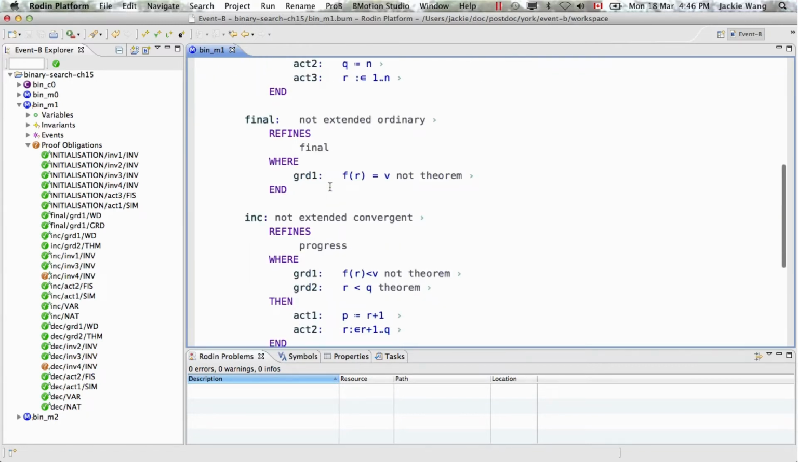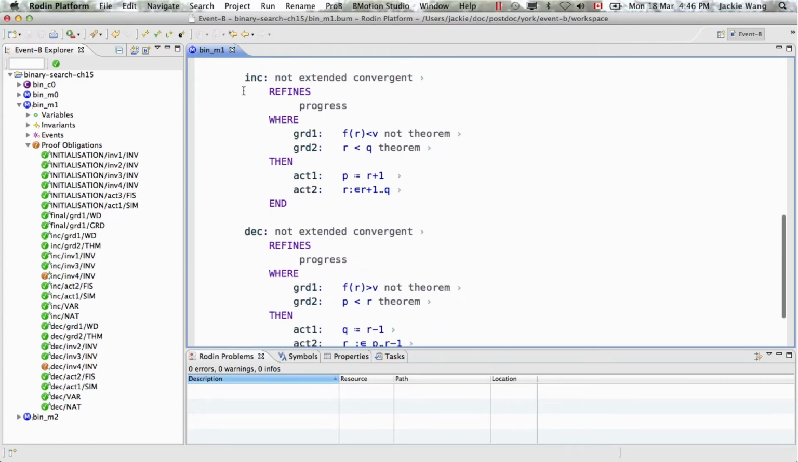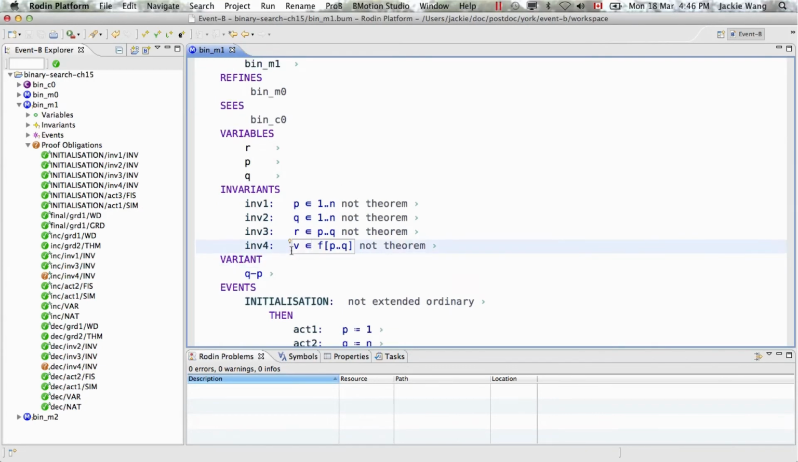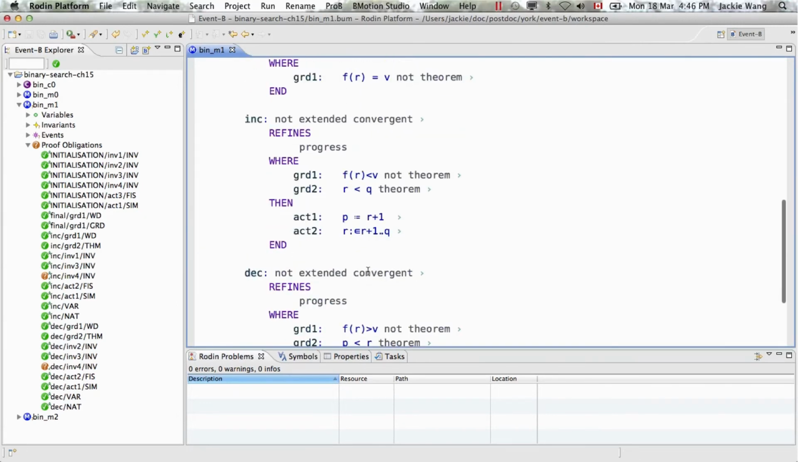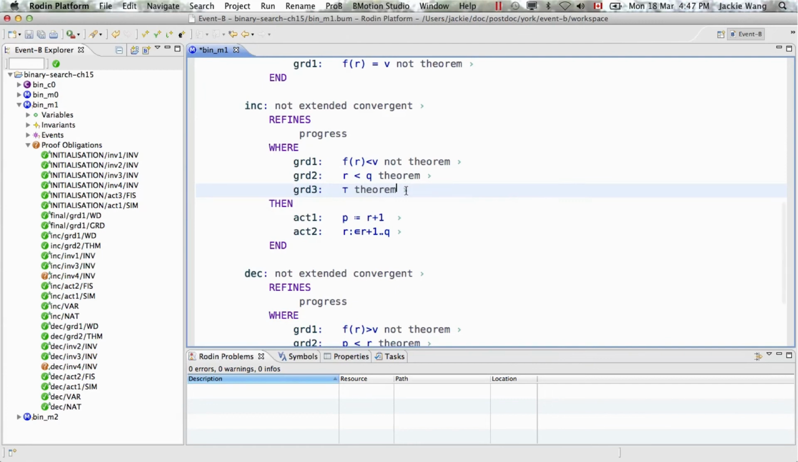So this cannot currently be proved as maintained by the events of increments. A very easy way to fix this is to add a theorem, which has a very similar form as the original invariant. So let's just copy and paste this here, and let's go to the increments event, and let's add a guard, and we have to declare that as a theorem.